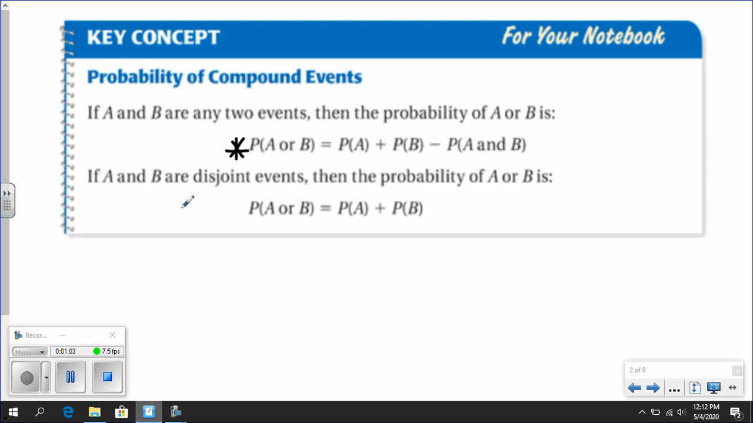Now, if A and B are disjoint events, which means they cannot happen at the same time, we are going to use this second equation here, which is the probability of A or B is equal to the probability of A plus the probability of B.